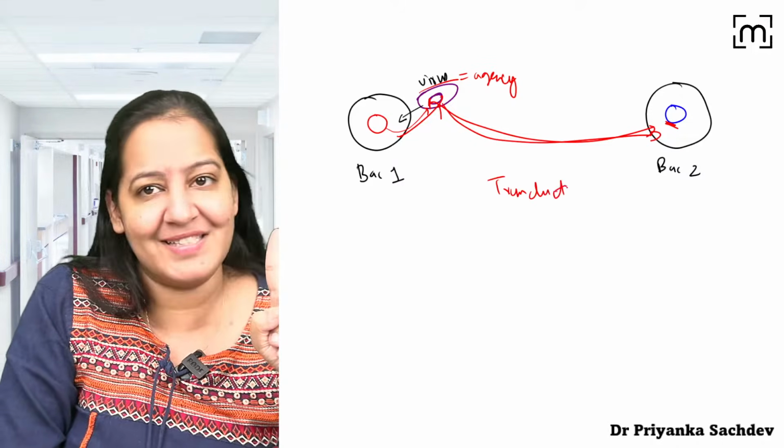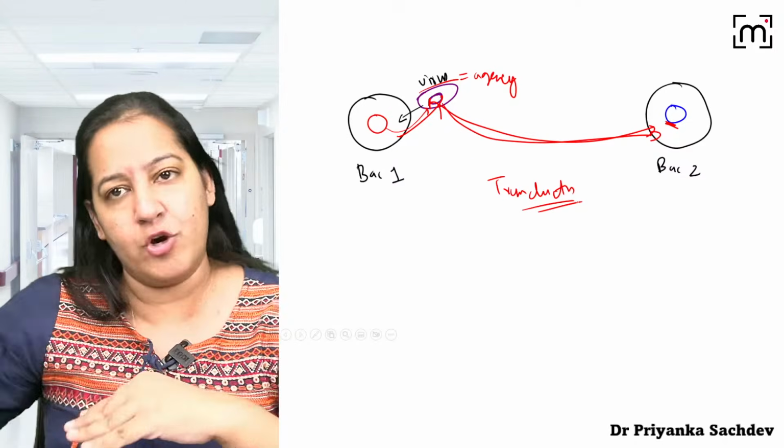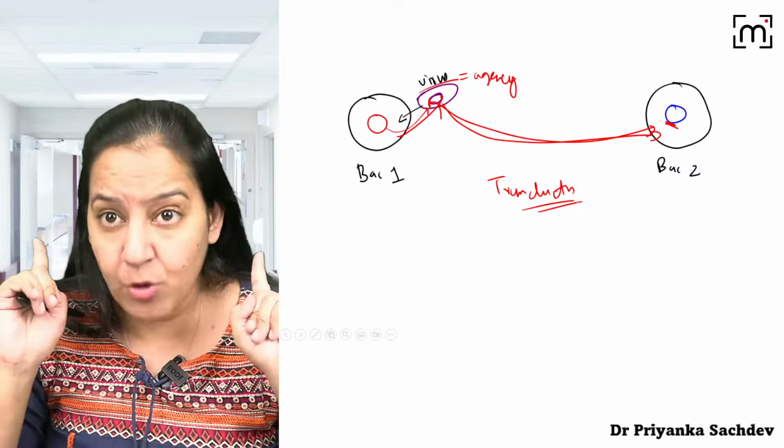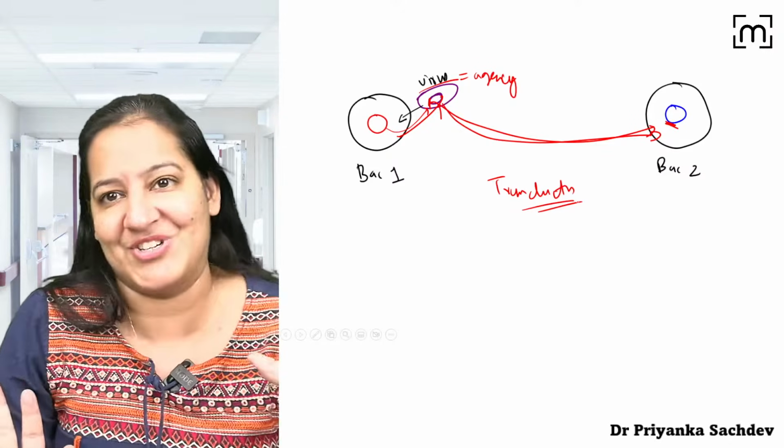It is only acting as an agency, a delivery boy, taking the material from one place and dropping it at another place. His own material is not involved. The viral own DNA is not involved. That is transduction. You got it?